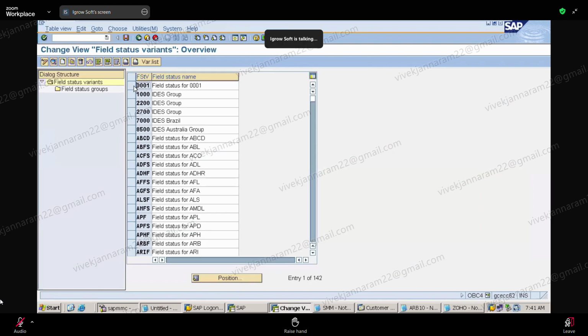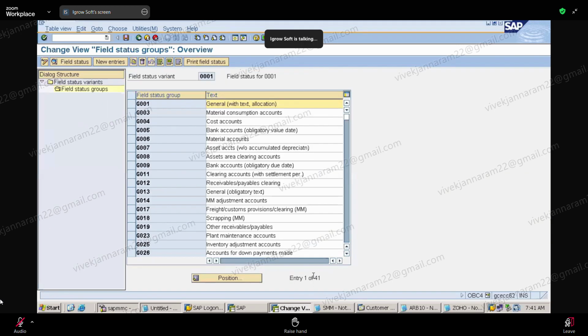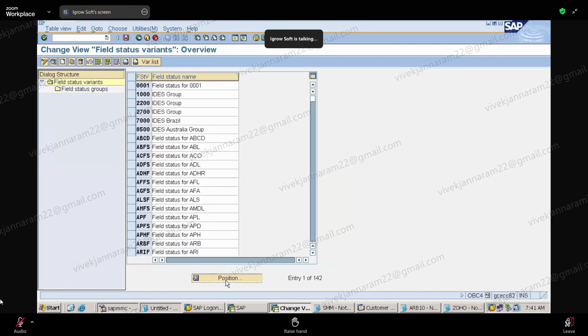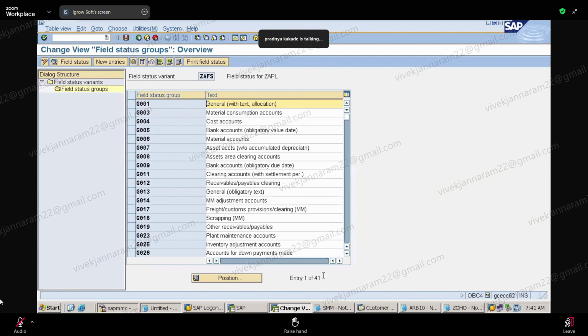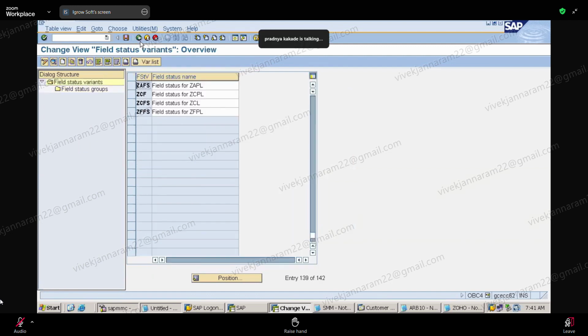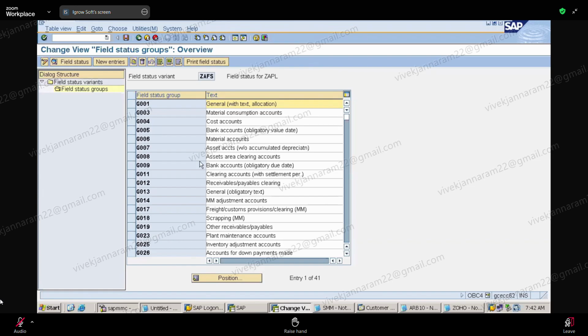Here, this 0001, when I am copying, I will select this and click on the groups. See how many groups are there? 40. So when I copy also, you should check. I copied like this, ZFS, so in this also I should have 41. No, sir, but I copied, and it is not showing. Do one thing, we should understand where the problem is. Go to OBC4, open the field status you created, select it like this, click on groups. Are the groups there?